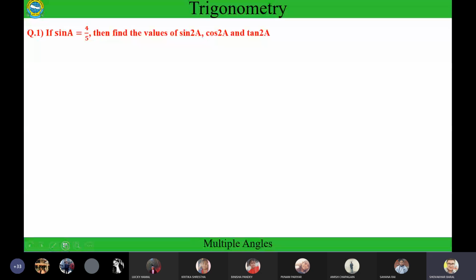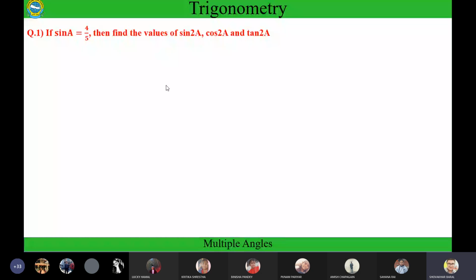So please note it. If sin A is equal to 4 upon 5, then find the values of sin 2A, cos 2A, and tan 2A. Please note it first. Here, the value of sin A is given. Similarly, sometimes in other questions, the value of cos A might be given, or the value of tan A might be given, and you may be asked to find the value of sin 2A, cos 2A, and tan 2A. You need to know it.